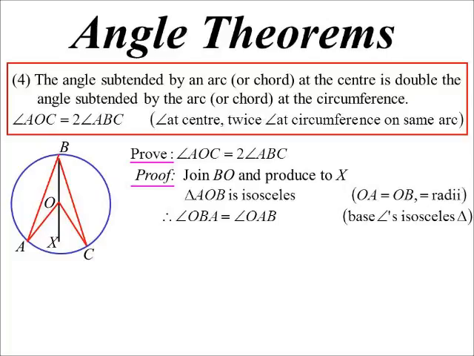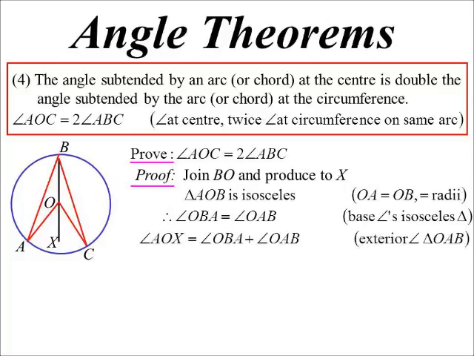Base angles of an isosceles triangle, or how do other people write it? Some people write it the angles opposite equal sides in a triangle are equal. That's how sometimes people write it. Some people just say equal angles in an isosceles triangle. Whatever reasoning you tend to put down for that one, as long as it's correct, of course.